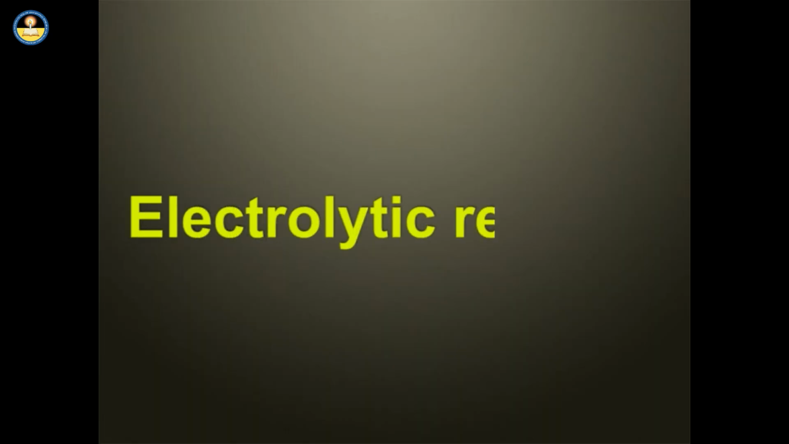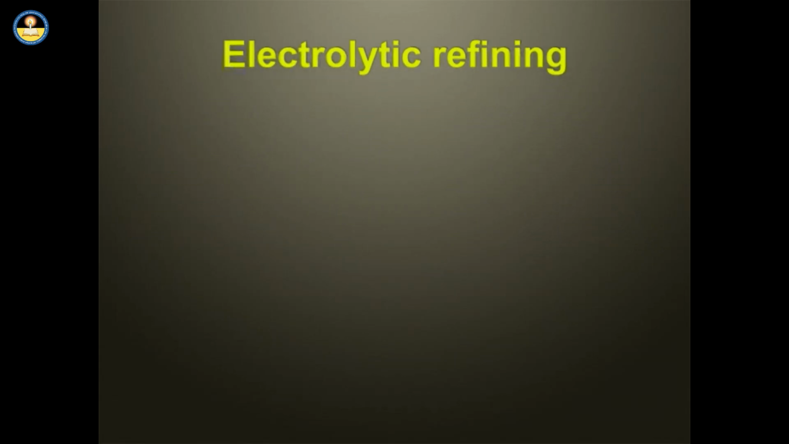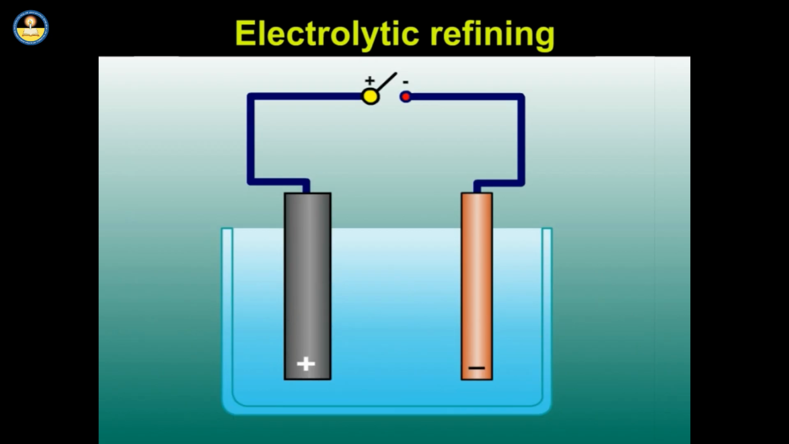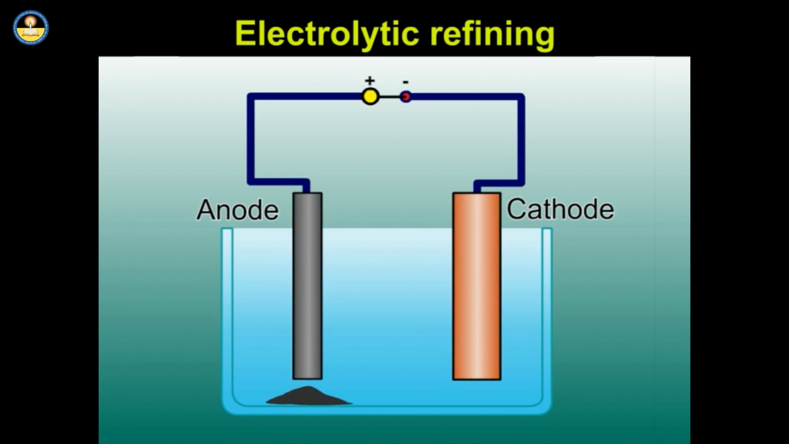The next method of purification of metals is electrolytic refining. It is the most important method used for refining metals. Metal which is to be purified is made the anode, whereas a thin sheet of pure metal acts as the cathode, as shown in the animation. An aqueous solution of metal salt is used as electrolyte. For example, in refining of copper, impure copper is connected to the anode and pure copper is connected to the cathode. A copper salt is used as an electrolyte. On passing electrical current, copper ions move towards the cathode. Pure copper is deposited on the cathode and the impurities are collected at the anode.